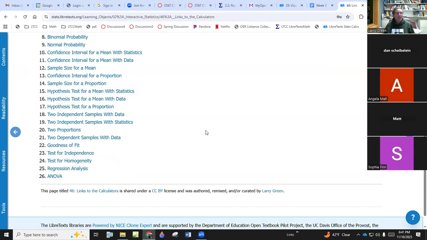Which calculator? Yeah, calculator 24, because it's a test for homogeneity. I tried to make it, if you know what kind of test you're using, really easy throughout the whole calculator. That's what I try to do. I didn't try and make it tricky or anything.